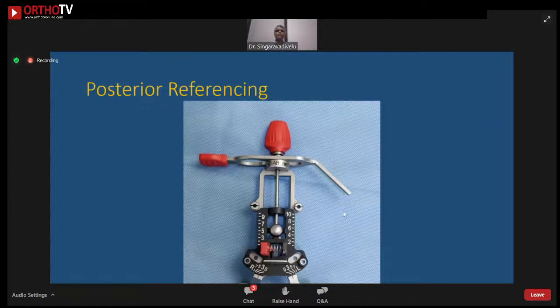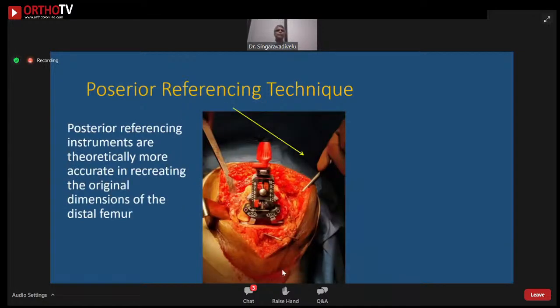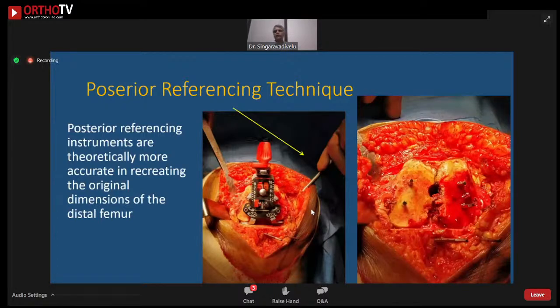With posterior referencing, if you pin it here and put the jig, in this system it will be constant here. It will always take a constant posterior cut so that the flexion gap is not altered, but you will be deepening the anterior cut. So you have to be very careful when you are using posterior referencing. In posterior referencing, the posterior cut is constant. Anteriorly, you will be taking more and more cut if you are downsizing. So you have to know what system you are using.